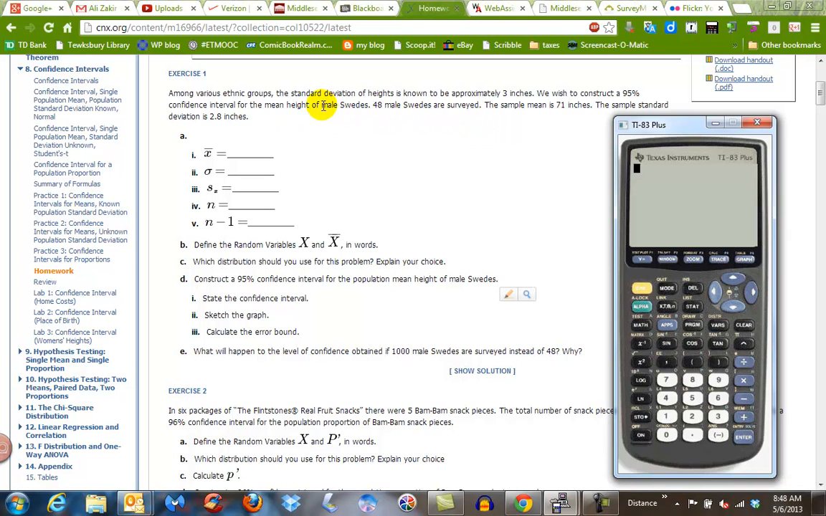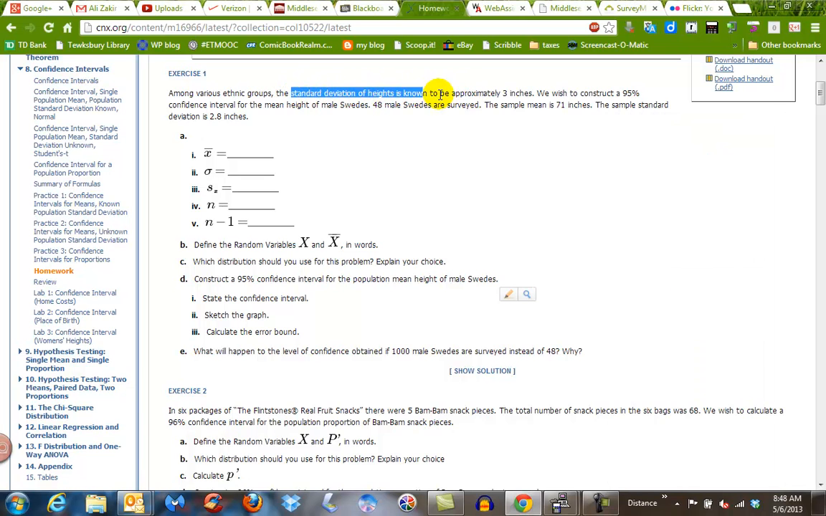So if we read through, the standard deviation of the population is approximately 3 inches. Knowing this, we know we're going to do a z-interval, but it has both, so I'm going to show you both of them quickly. We want a 95% confidence interval, so we can figure out our alpha. Alpha is going to be 5%, and alpha over 2 is going to be 0.025, so we can look up those pieces if we need to.